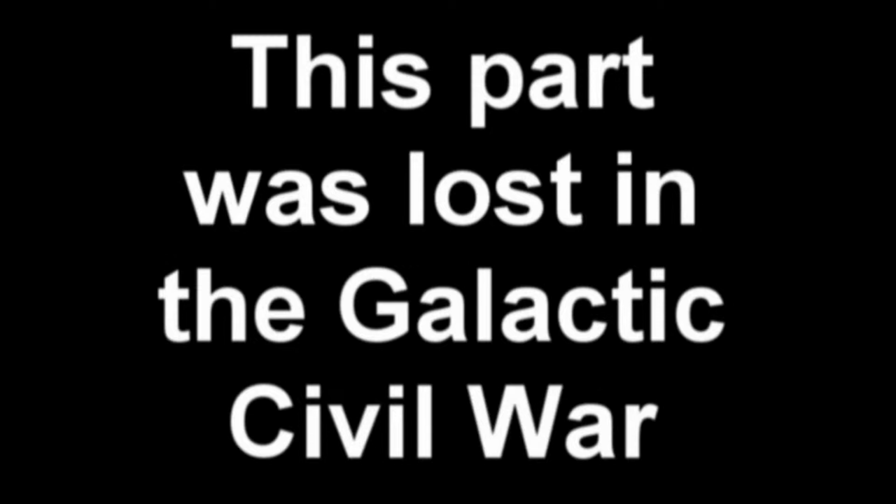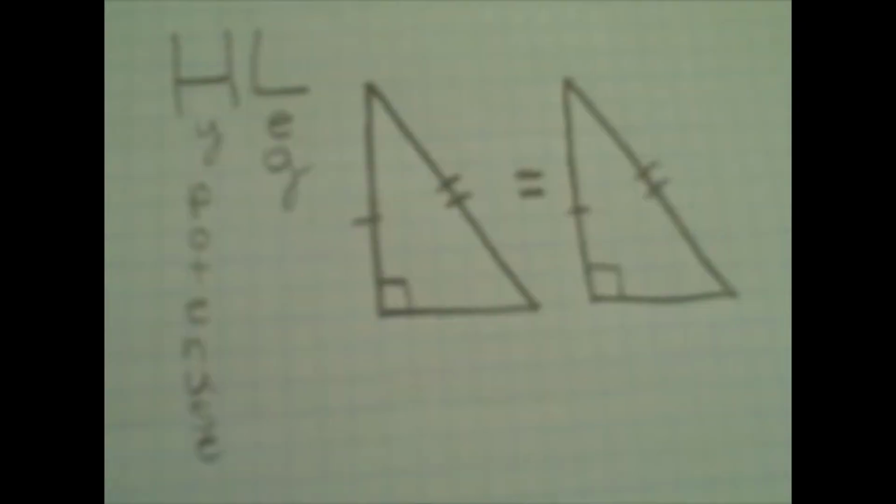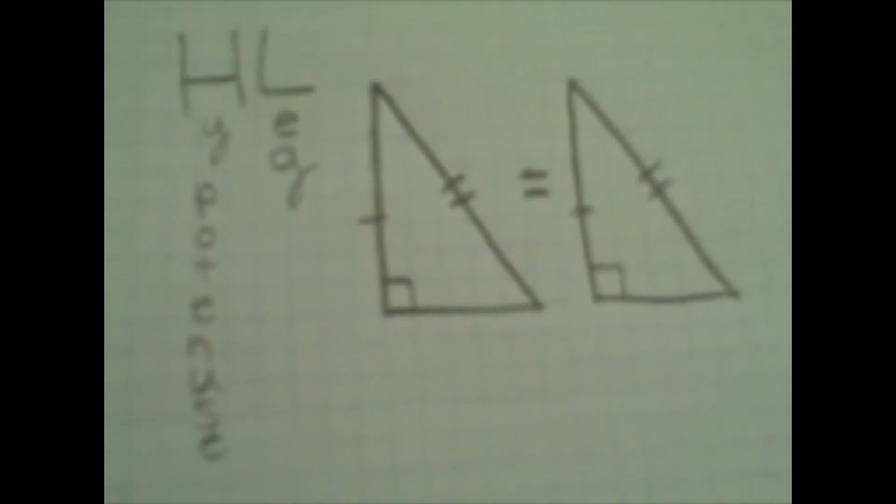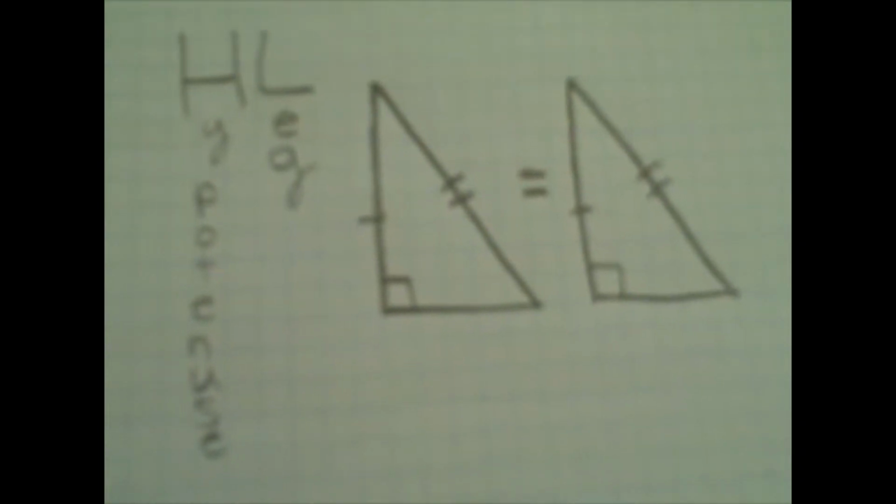SAS proves that two triangles are congruent by two sides and one angle being congruent. The hypotenuse-leg congruence theorem proves that two triangles are congruent if a leg and the hypotenuse of the triangles are congruent.